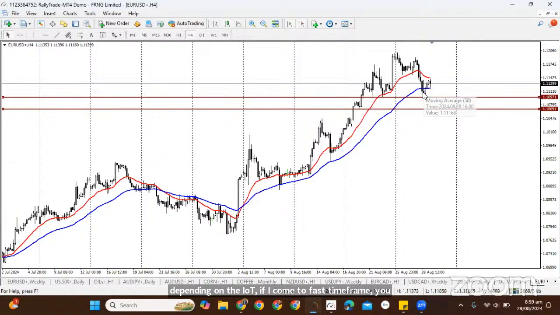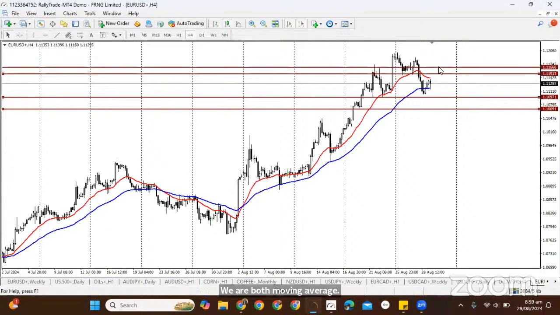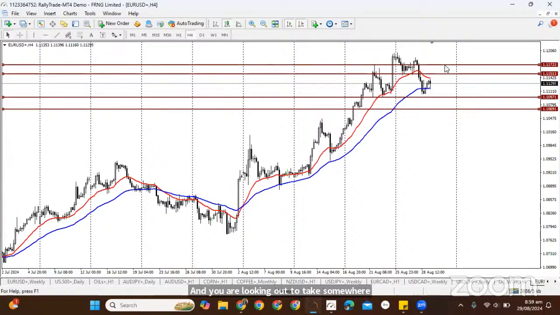Now, price was below 50 moving average, go back to 21. So will price continue to go up or will it fall? For those that want to use 4 hours time frame, your entry point for buy will be above moving average, and you are looking out to take profit somewhere around here. Take profit should not be too far, don't forget.